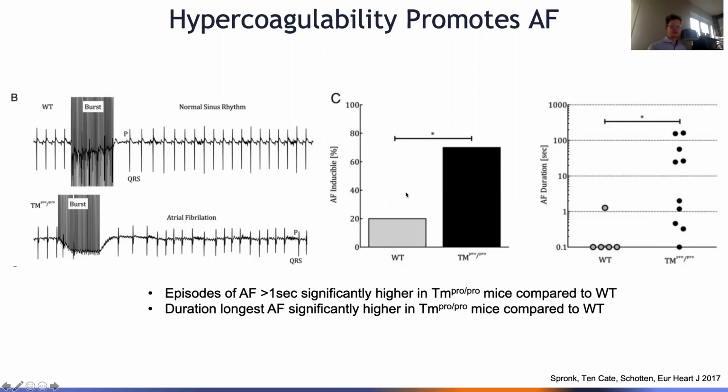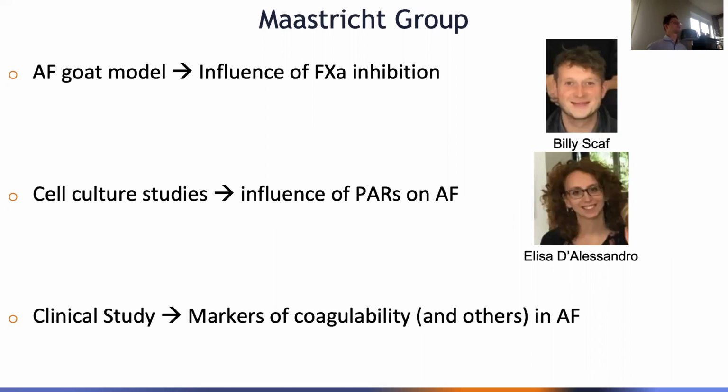And this actually set the basis for a large consortium in our country, of which a few groups in Maastricht are also part. That's the RACE5 CVOM consortium. In this consortium in Maastricht, at least, we look at, this is Billy Scuff, who is also a PhD student working on this. He looks at the influence of factor 10A inhibition on atrial fibrillation in a goat model, a really interesting model. And hopefully he will have some nice data soon.